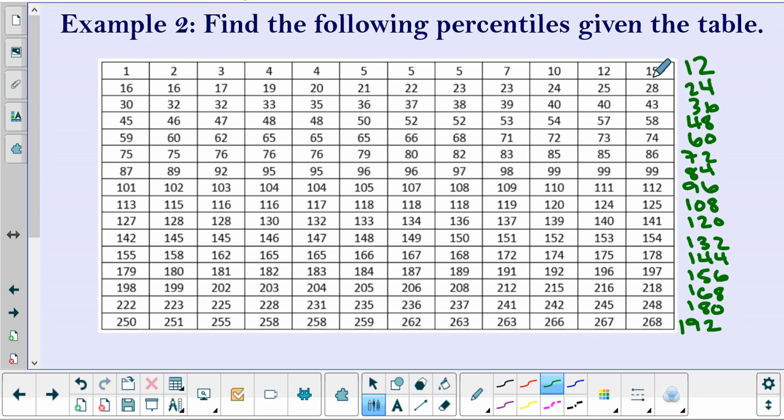And I'm just going to spot check myself. There's 1, 2, 3, 4, 5, 6, 7, 8, 9, 10, 11, 12, 13, 14, 15, 16 rows. So if I take 16 rows times 12 data values across, I get 192. So good, I know I counted right there. So my N is equal to 192, which is a good thing to know.